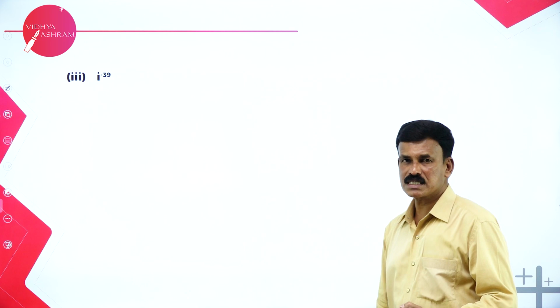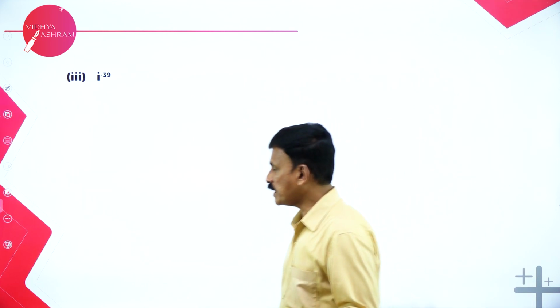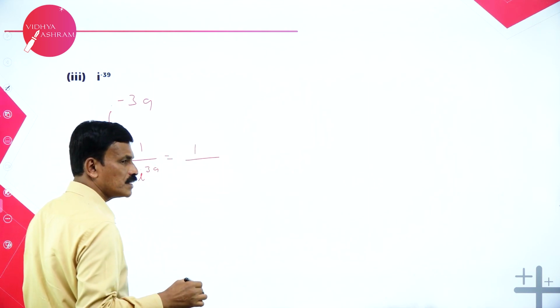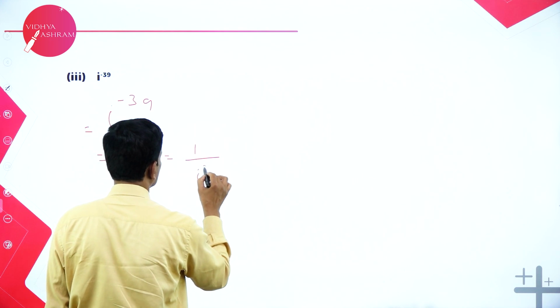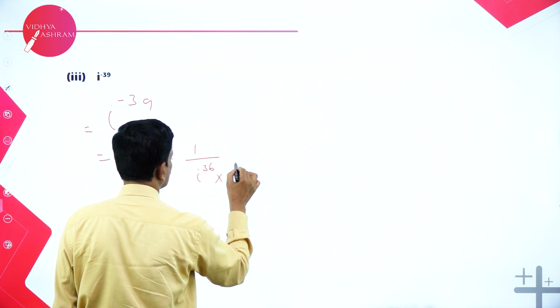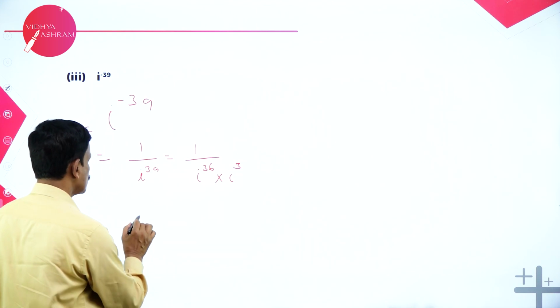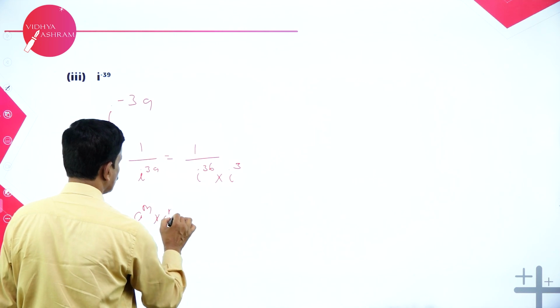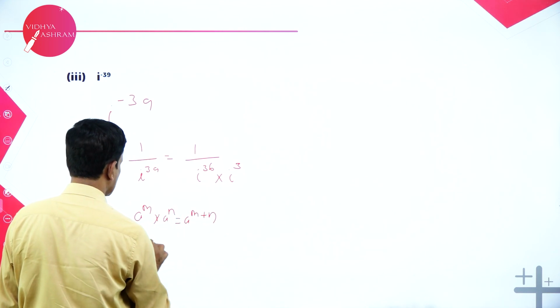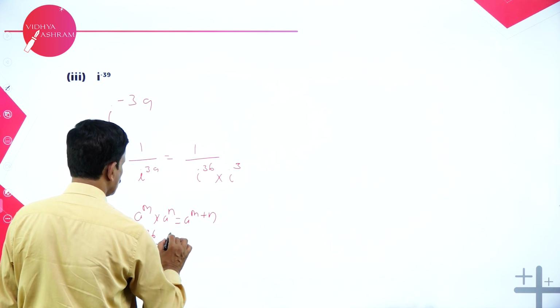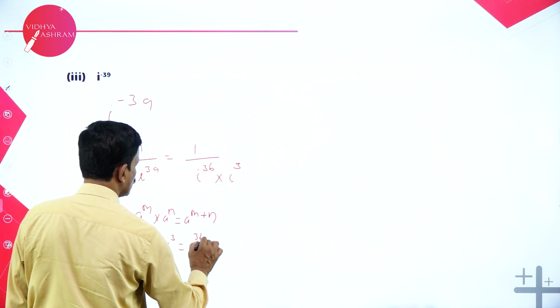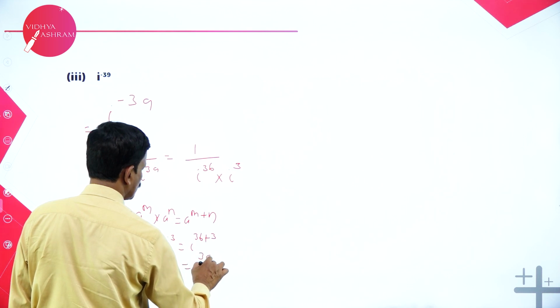i to the power of minus 39. Now i to the power of minus 39 can be written as 1 over i to the power of plus 39. So you can split this: i to the power of 36 into i to the power of 3, that is i cube. 36 plus 3 is 39 according to the law of indices. What is the law of indices? a to the power of m into a to the power of n is a to the power of m plus n. i to the power of 36 into i to the power of 3 is equal to i to the power of 36 plus 3. You can write i to the power of 39.